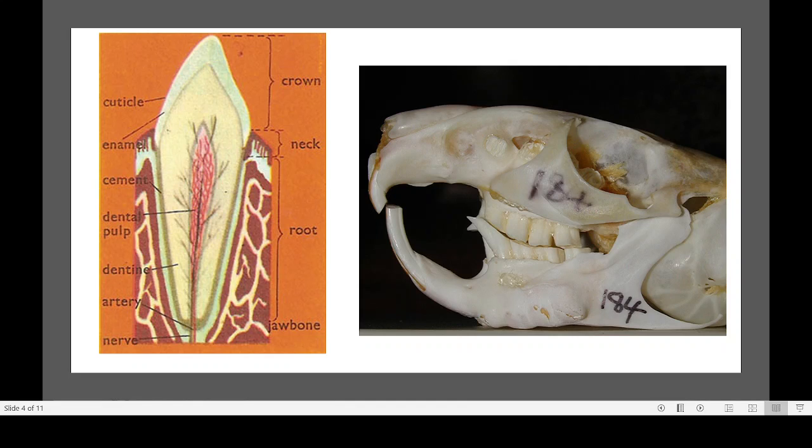Now inner to the dentine there is a cavity, a hole inside. That hole is known as the root canal, and it is filled with dental pulp. Dental pulp consists of blood vessels and nerves. These nerves and blood vessels give nourishment.